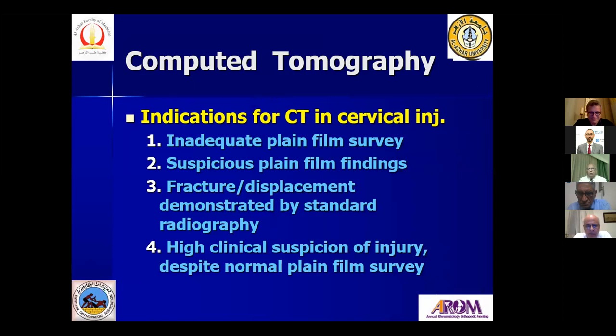So the indication: if you do a plain X-ray and you are not happy about it, and you're going for other modalities, the CT of the cervical spine, if you have an inadequate plain film survey, or suspicious plain film findings, or fracture and displacement demonstrated by standard radiography, or high clinical suspicion of injury despite a normal plain film survey.